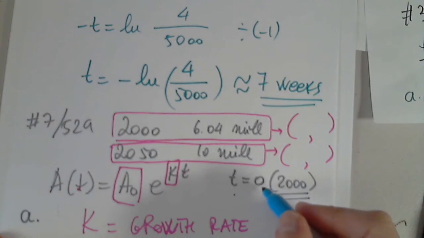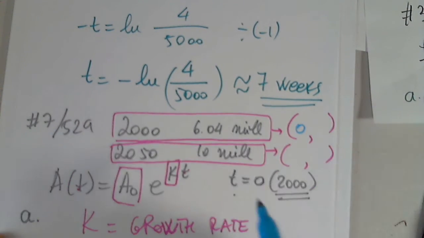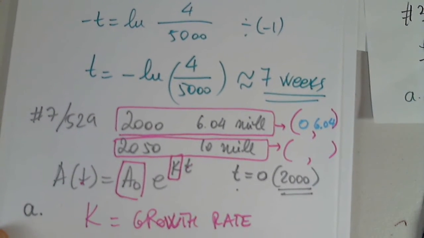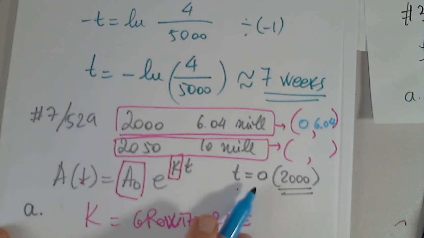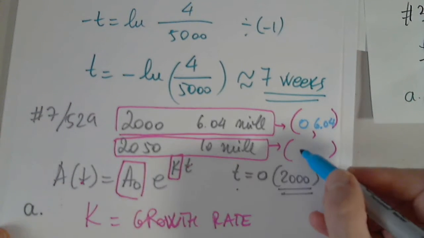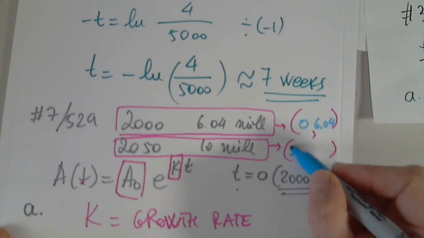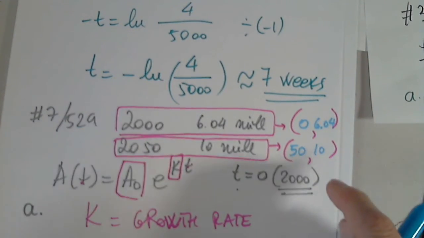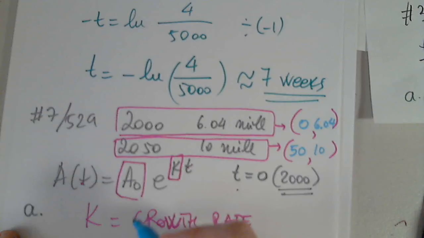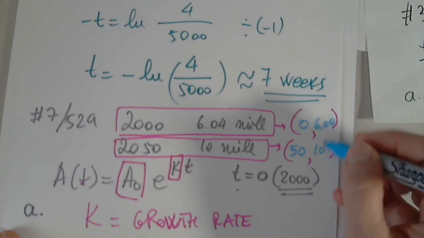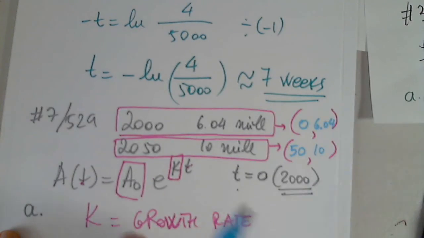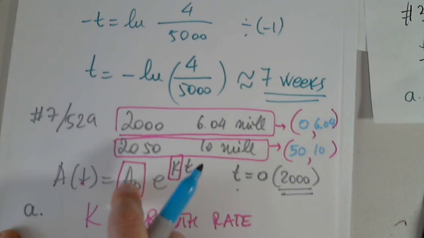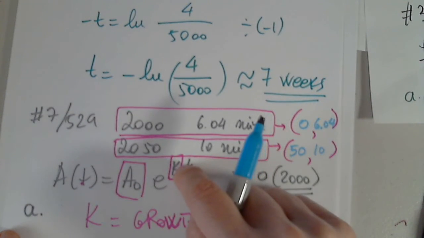The year 2000 is 0, and the y value is 6.04. What is 2050 in reference to 2000? How many years? 50. Very good, awesome. And that's 10 million. These are our ordered pairs. Since we have two unknowns and we have two ordered pairs, these two ordered pairs will help us determine the initial population and the growth rate.